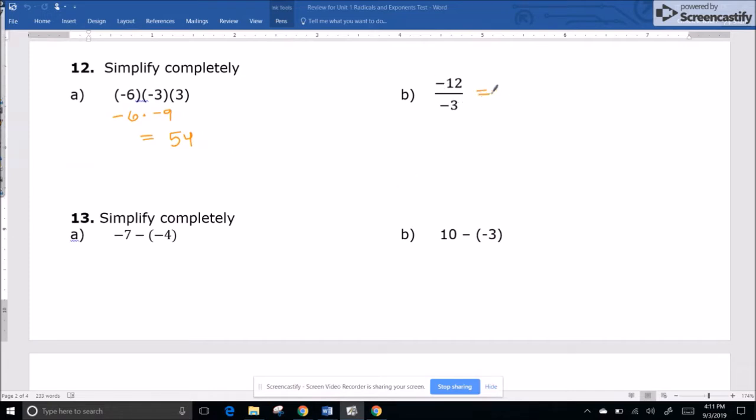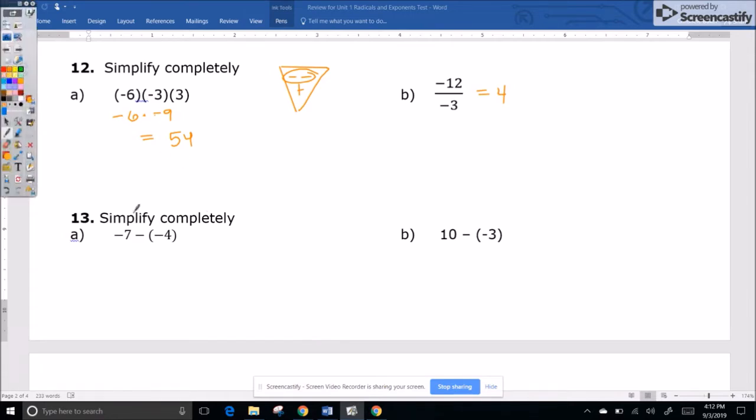-12 divided by -3 is +4. Remember, if I have 2 negatives, then my answer will be positive. Now that trick only works with multiplication and division. For adding and subtracting, we have to keep, change. So we're going to keep, we're going to change this to a plus, we're going to change this to a plus. So -7 plus 4 is -3.